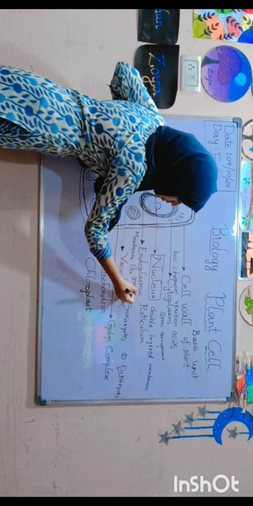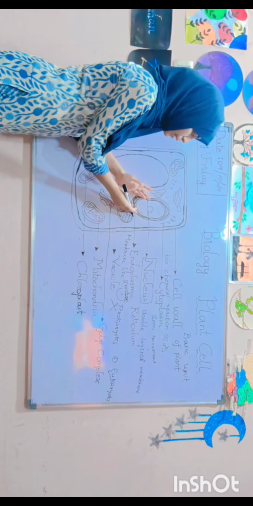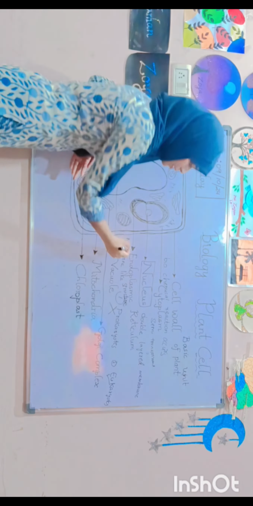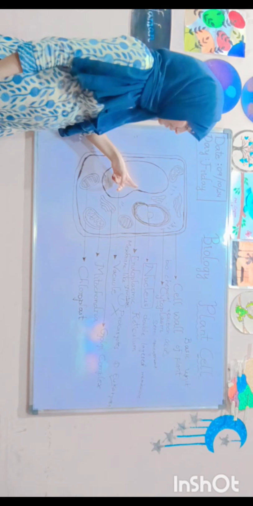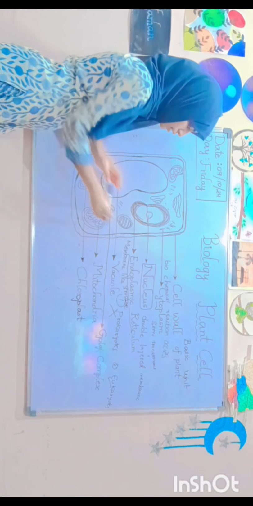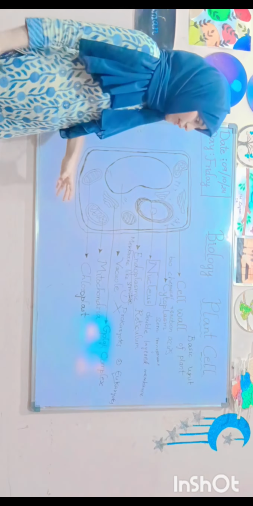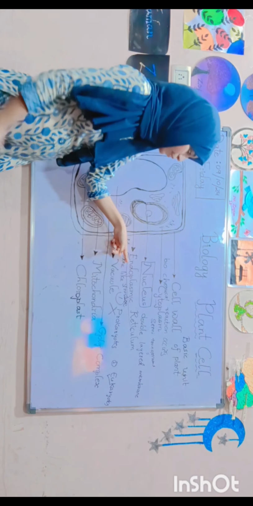The endoplasmic reticulum's function is transport from one part of the cell to another part of the cell. How does it move? By the endoplasmic reticulum. If the endoplasmic reticulum is absent in the plant cell, the movement of organelles from one part of the cell to another part of the cell can't occur. This is about the endoplasmic reticulum, and it is divided into two types.